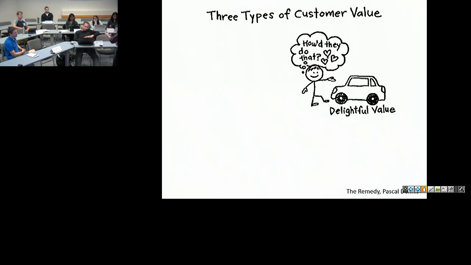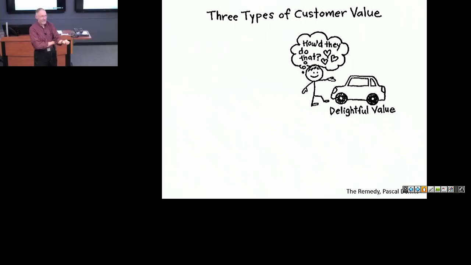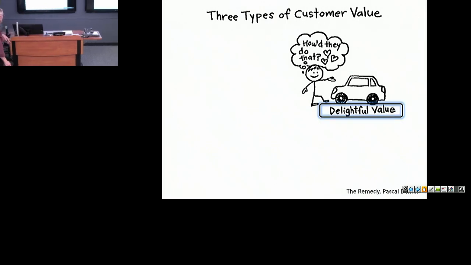But it sounds easy. The tricky part is, is it really worthwhile to continue that? An example in automobiles is you don't provide a full-size spare tire anymore, or you don't provide a spare tire at all. All right. So, delightful value.